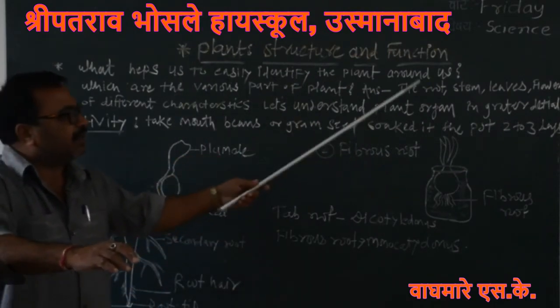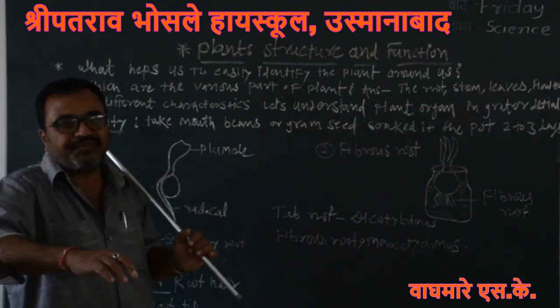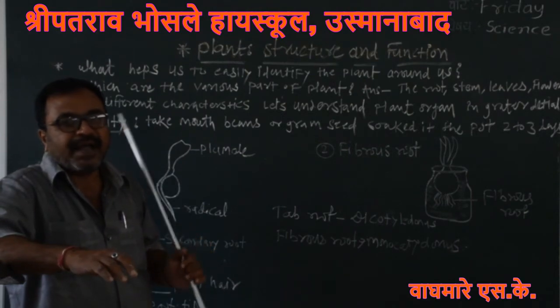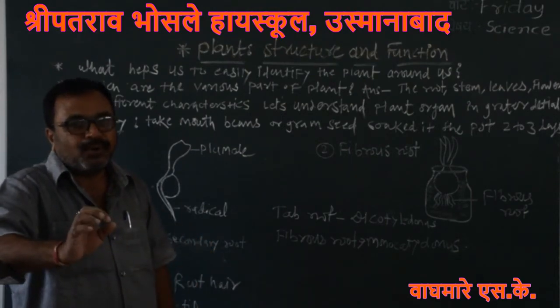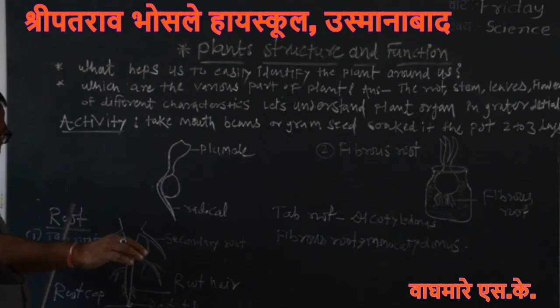They have the leaves, and due to the leaves they have the chlorophyll pigments. Due to this they produce food particles through the process of photosynthesis. There are two types of roots. One is the taproot.